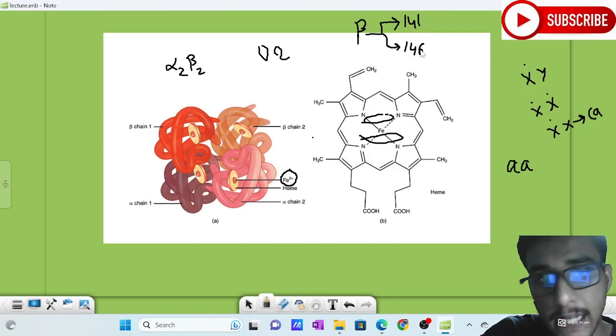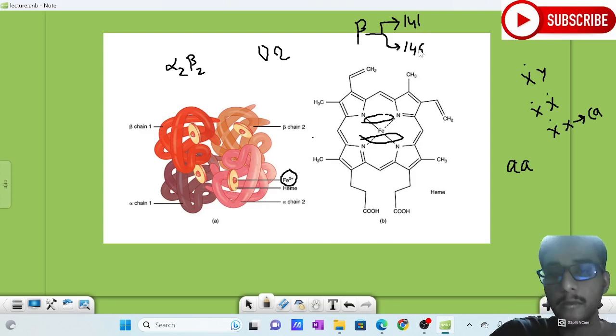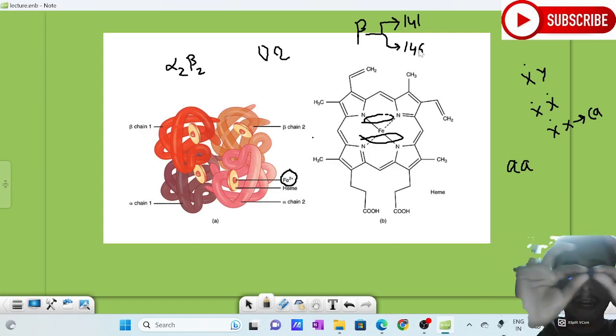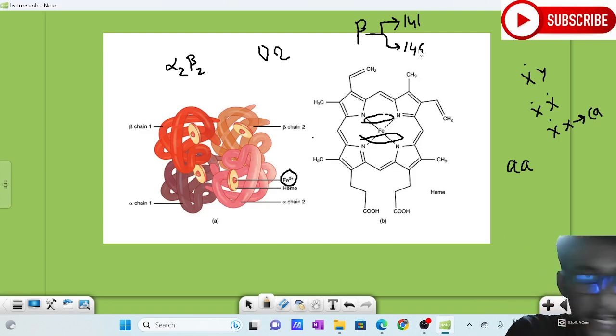I have said that beta, alpha, everything is protein. Protein is made up of amino acids. In sickle cell anemia, alpha contains 141 amino acids and beta contains 146 amino acids. So in a human being with sickle cell anemia, the sixth position amino acid, which is glutamic acid, is mutated to form another amino acid, which is valine.